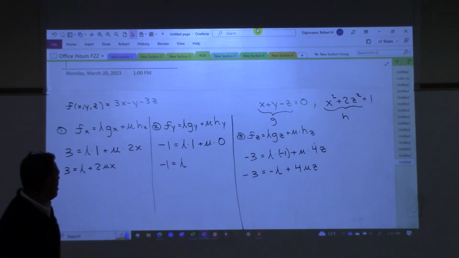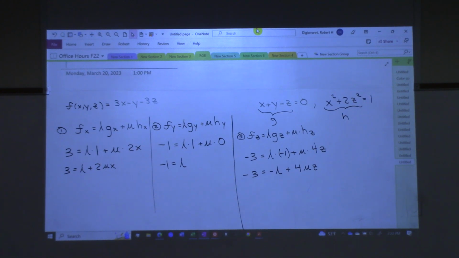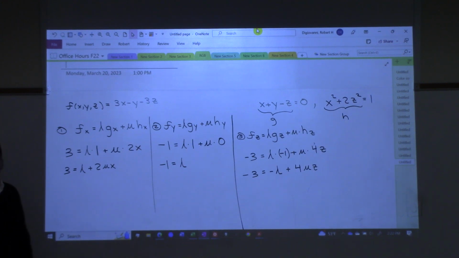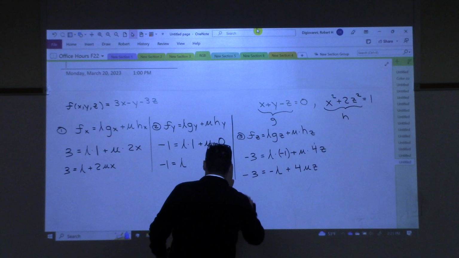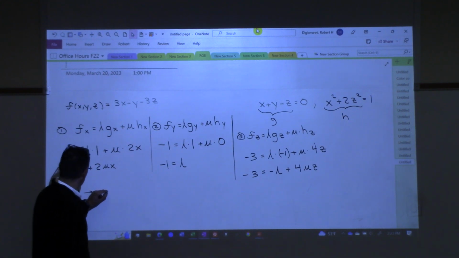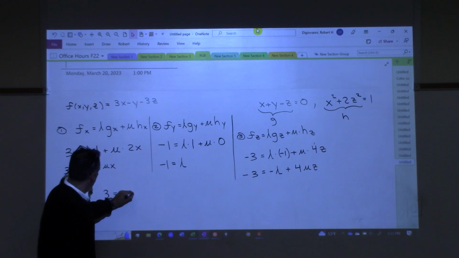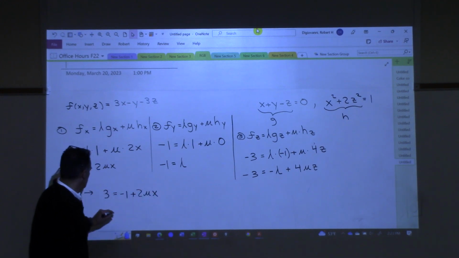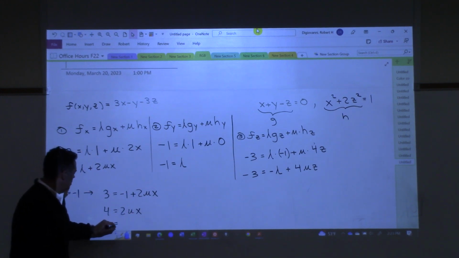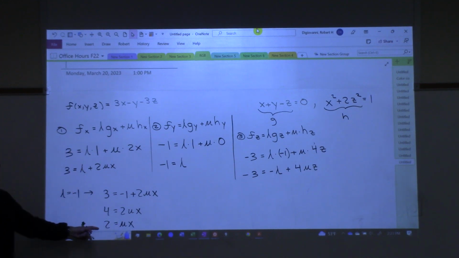Boy, this is a nice problem. Because this one right here, we have a condition right here. Lambda has to be -1, right? And if lambda is -1, then you can solve for this and you can solve for that. So lambda is -1. So lambda being -1 implies that equation 1 becomes 3 equals -1 plus 2 mu x, which means 4 equals 2 mu x, which means 2 equals mu x. All right, that's from the first equation.